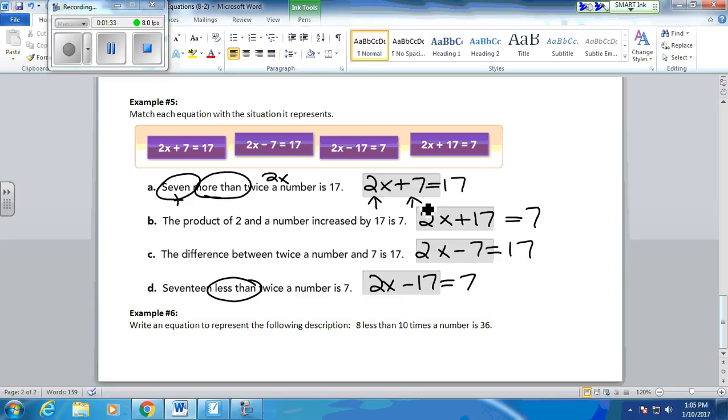So be careful again with less than. Twice the number is the same thing as 2 times the number, and then less than means I have to put the minus 17. You cannot write that any other way. It has to be in that order. The other ones that have addition, you could change the order. So go ahead and try number 6 as well.